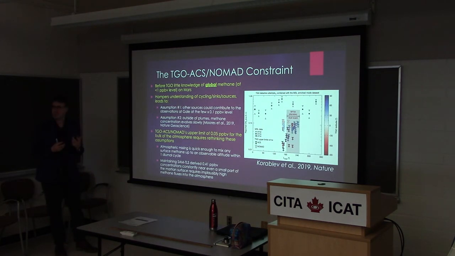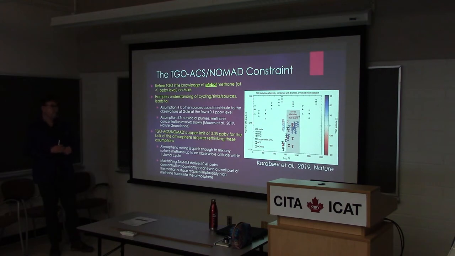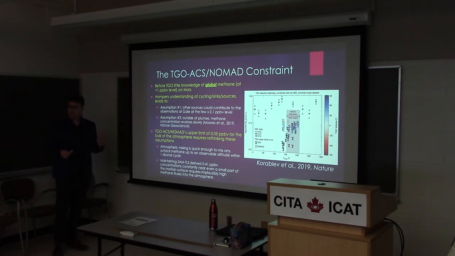So let's dig a little more deeply into the constraint that the ACS and NOMAD give us. Before we had TGO, we didn't have much knowledge of global methane below one part per billion on Mars, which is where that seasonal cycle we saw with the TLS lives. That led us, in our thinking, to areas that were perhaps not the best places. For instance, we thought if Gale emits material, why don't other places emit the same way? And outside of the plumes, we figured that methane concentration evolves slowly. The whole Martian atmosphere mixes every 3 months. So we were thinking that everything is a very slow process.